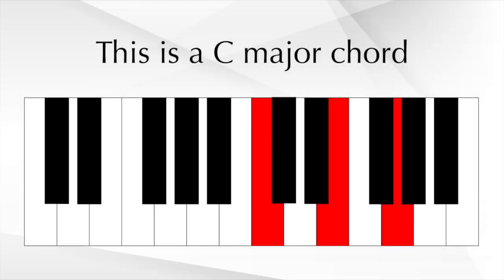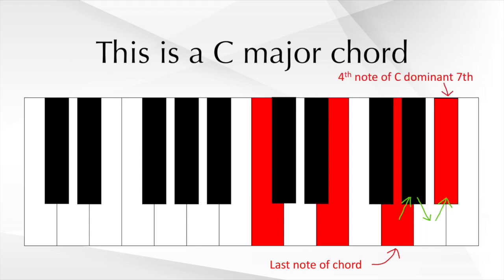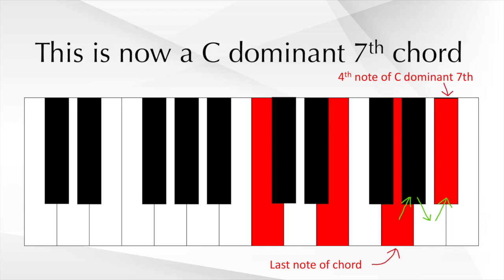Let's use the C major chord as an example here. The last note of the C major chord is G, and to find the 4th note, we move up 3 semitones from G. 1, 2, 3, and we land on the B flat. B flat is thus the 4th note of the C dominant 7 chord. And if we play the C major chord together with an additional B flat note, we get a C dominant 7 chord. Let's take a look at 2 more examples.